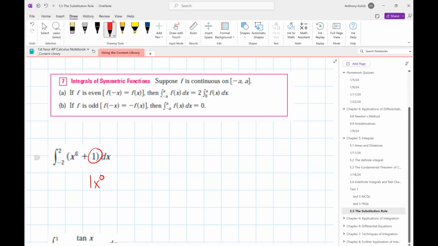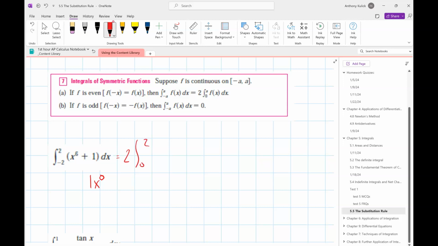Is everybody okay with that? And that's the shortcut, right? If it's a polynomial, if the terms are each even, then the whole function is going to be even. If the terms are each odd, the whole function is going to be odd. And that could include trigs, right? Like cosine's an even function. I could tack on x to the 6 plus 1 plus cosine, and it's still even.